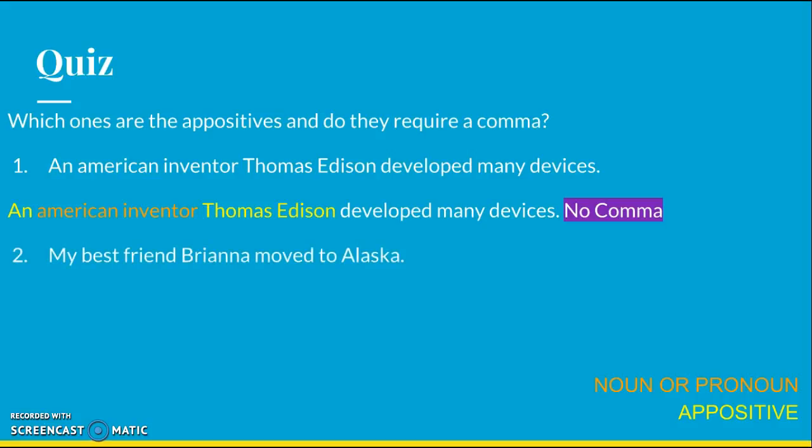Number 2. My best friend Brianna moved to Alaska. In this sentence, Brianna is the appositive. And you need a comma because Brianna is not necessary for understanding the sentence, but it provides additional information.